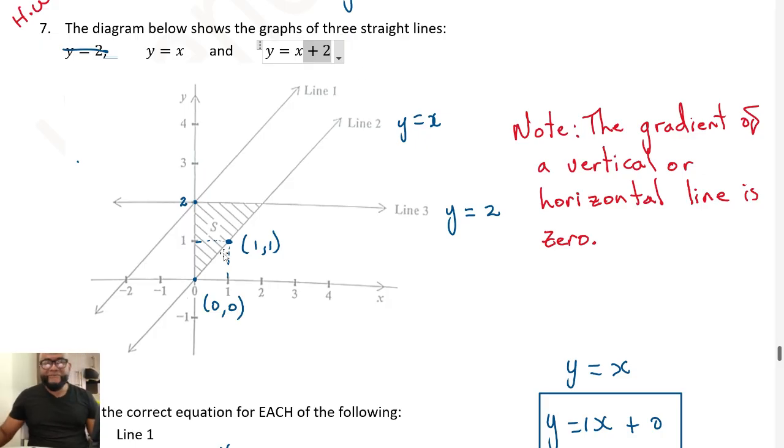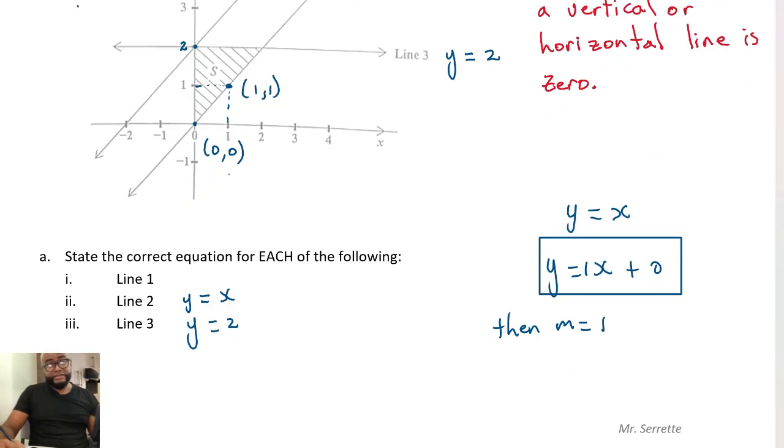Let me go. Yeah, true. Let me go. So this one will be y is equal to x plus 2. All right, now here.